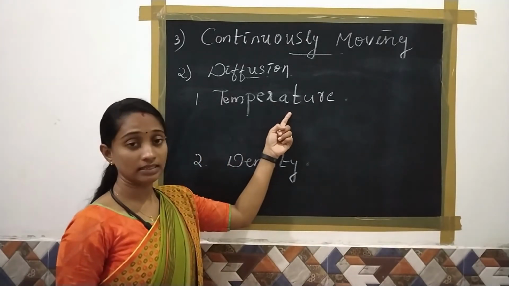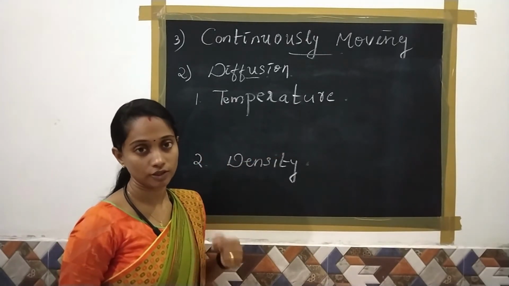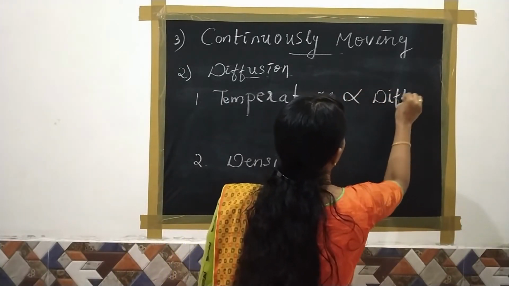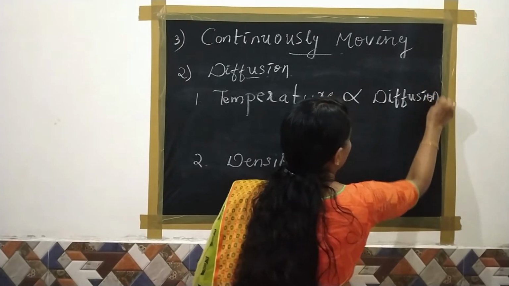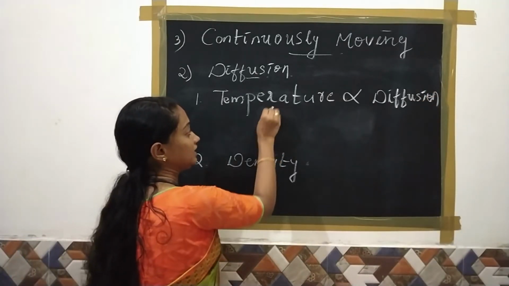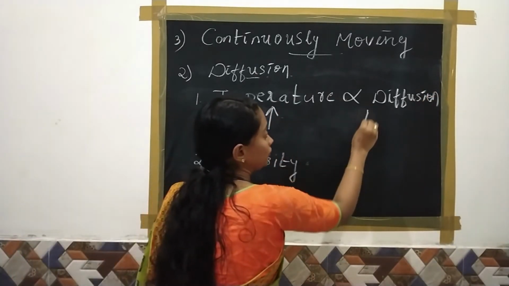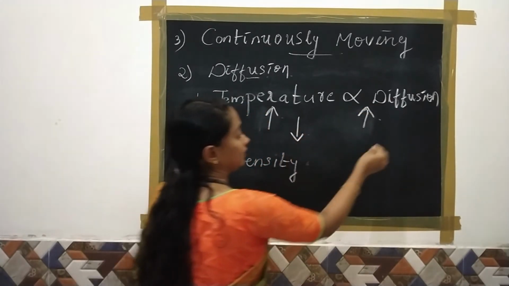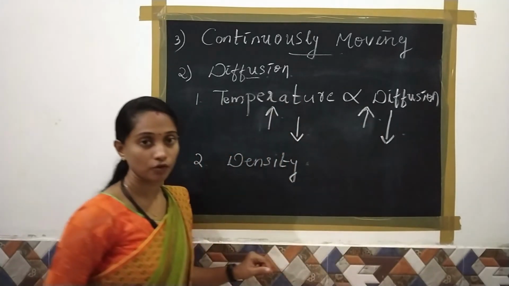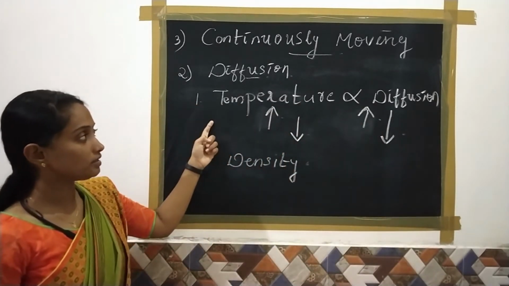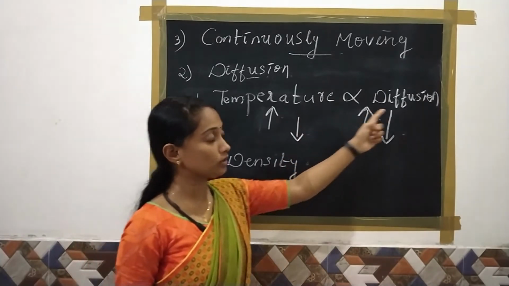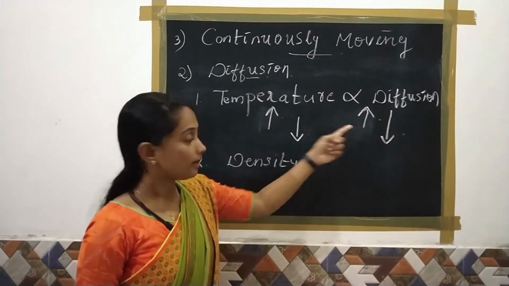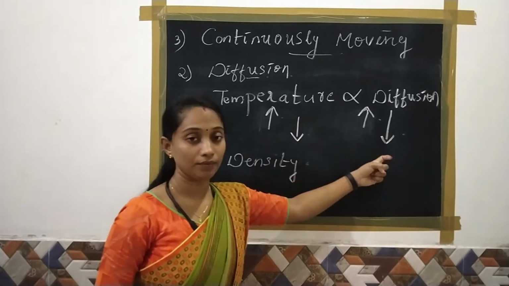Temperature is directly proportional to the diffusion rate. When the temperature increases, the rate of diffusion also increases. And when the temperature decreases, the rate of diffusion decreases. This is the first factor, that is temperature.